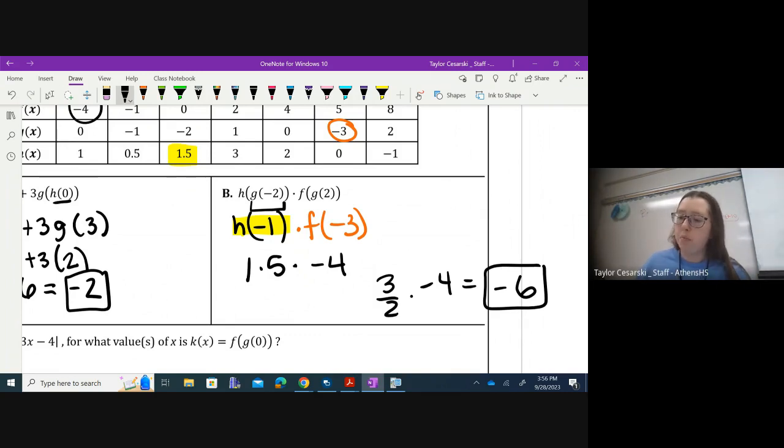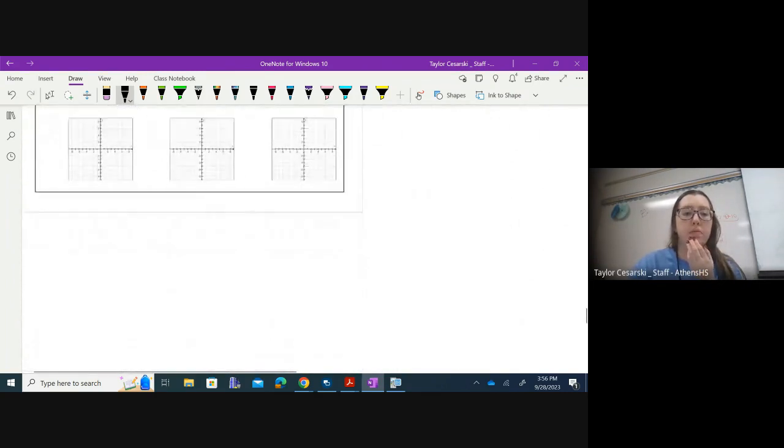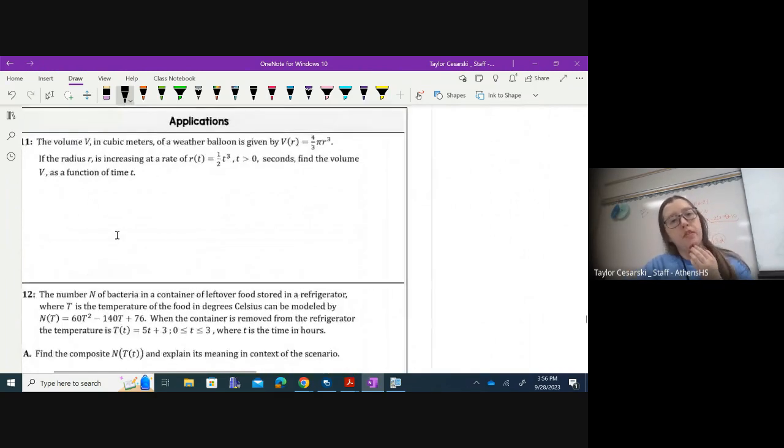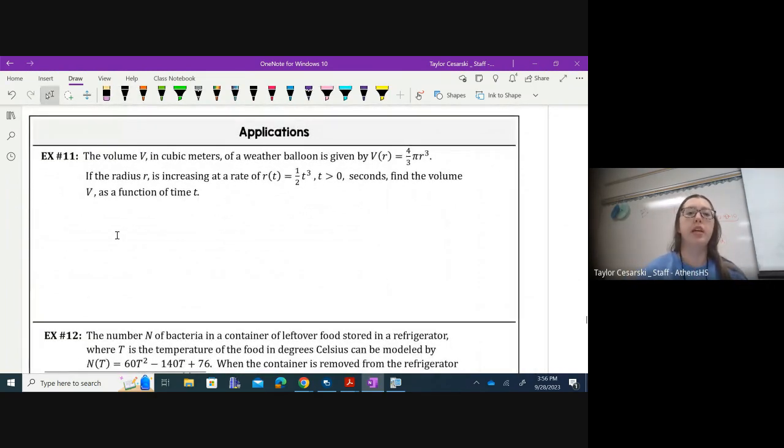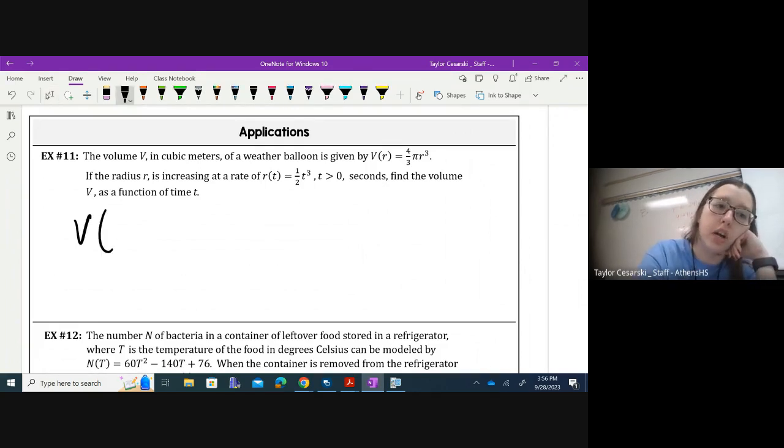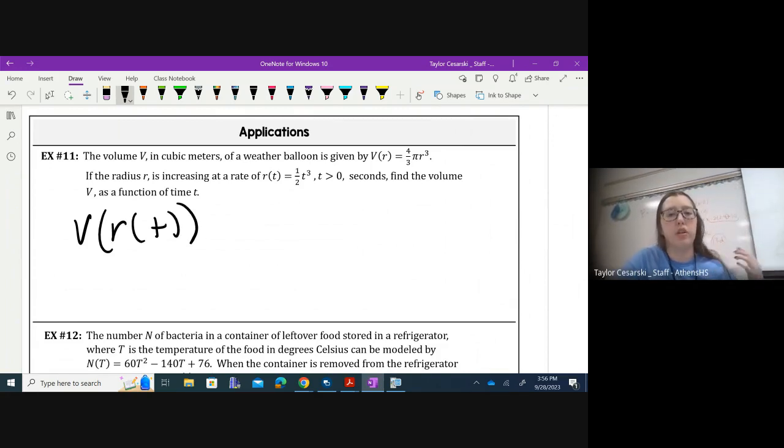All right, we're going to look at one more, which is just an application question. All right, so this one says the volume in cubic meters of a weather balloon is given by V of r equals 4/3 pi r cubed. If the radius is increasing at a rate of 1/2 t cubed, where t is greater than 0, find the volume as a function of t. So essentially what this is saying is instead of V of r, I want V of r of t. That's the composition that you're looking for. You're taking V, which is the volume, as a final function, but I want it as a function of t. So I need to take this and substitute it in for r.